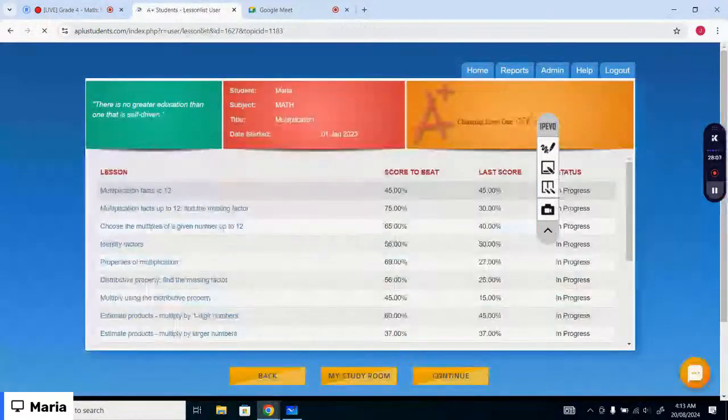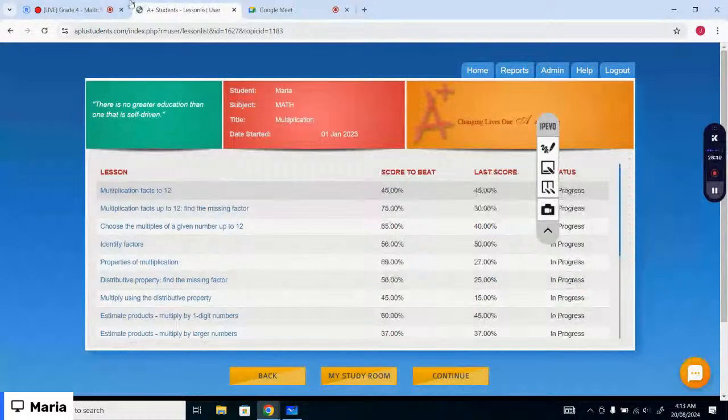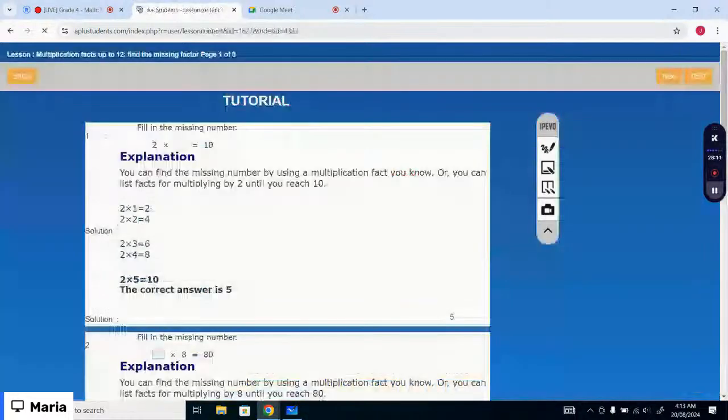And the next lesson is multiplication facts up to 12. Find the missing factor. Let's just start with the next lesson. Find the missing number. 2 times what number is 10? So you have to find the number that when multiplied by 2 makes it 10. If you are perfect with the tables, that would be very easy for you. 2 times 5 makes 10. So the correct option is 5.